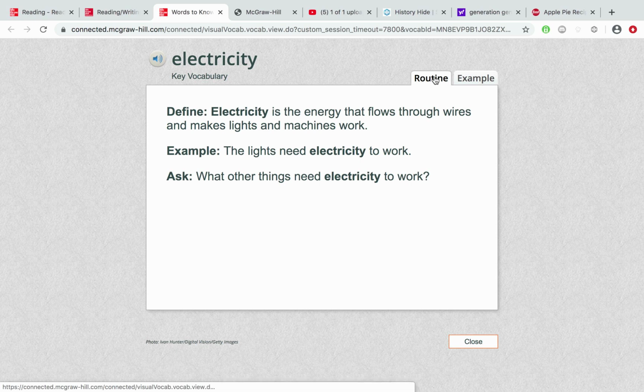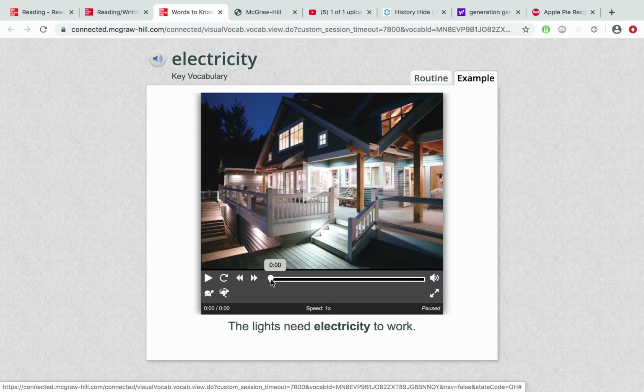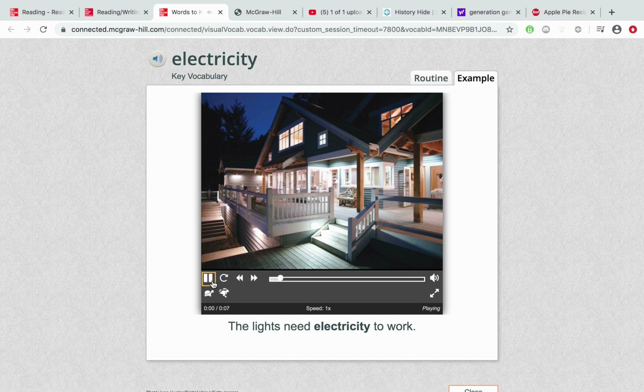We'll do the definition first. Electricity is the energy that flows through wires and makes lights and machines work. And here's an example. Every time you plug something into the wall, that's going to be powered by electricity.